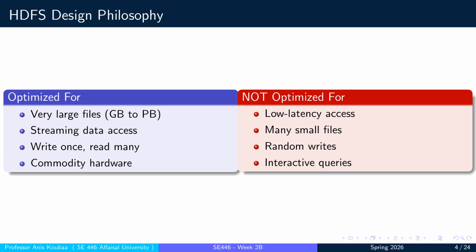However, HDFS is not suitable for every use case. It struggles with low latency access, where millisecond response times are needed. It performs poorly with many small files, as each file creates metadata overhead. It does not support random writes or modifications to existing data. Finally, it is not designed for interactive queries that require immediate responses. Understanding these strengths and limitations is crucial for deciding when to use HDFS.